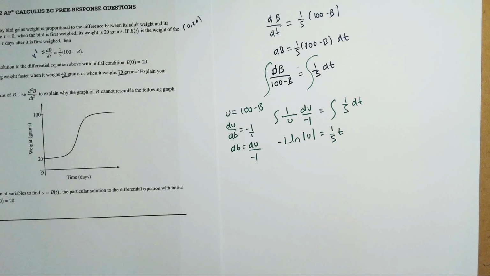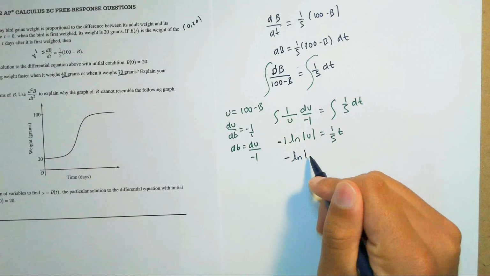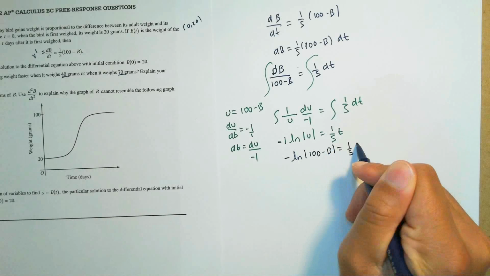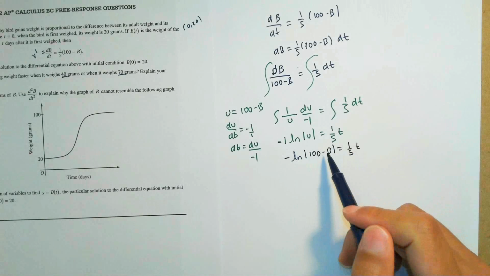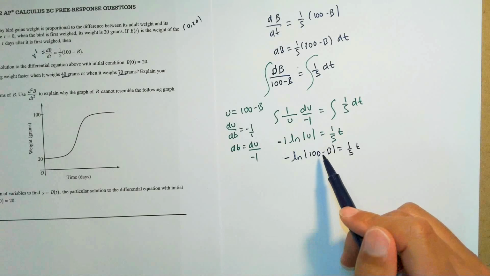Now, your next step is the fact that you have a u. You cannot have that. So you have to plug in what your equation was. Well, my equation was 100 minus b. So I'm going to plug that back in. Negative ln absolute value, don't lose them, equals 1/5 t. And the reason why you can't lose your absolute value is because you can never have a negative on the inside when it comes to ln. And the fact that we just integrated this, you have to keep the absolute values.